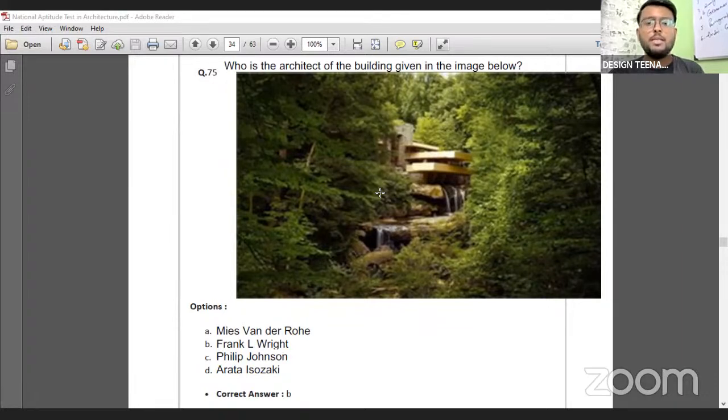Okay, the name of this structure is the Falling Waters, built by architect Frank Lloyd Wright. Remember this. You should see this and remember it: architect Frank Lloyd Wright, the Falling Waters. The Falling Waters is definitely a representation of water. This is built near a fountain, so how the water is falling is in accordance with the structure.